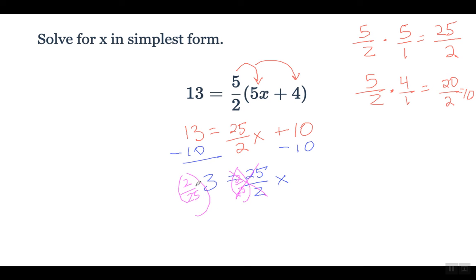Now on this side, imagine there's an invisible 1 beneath the 3. So the top times the top would be 2 times 3, which is 6. The bottom times 1 would give you 25. So that's my answer. X equals 6 over 25.